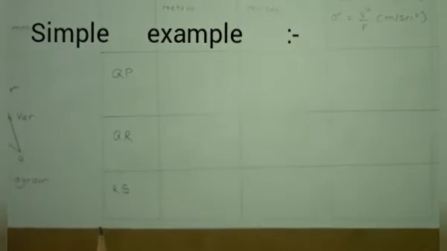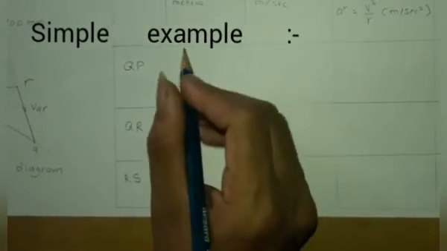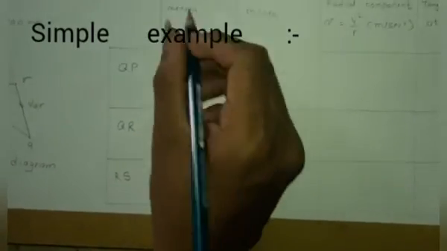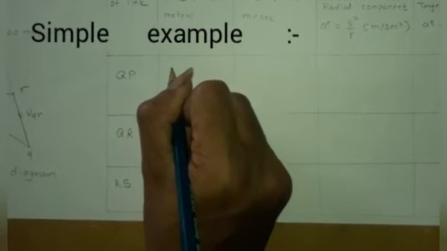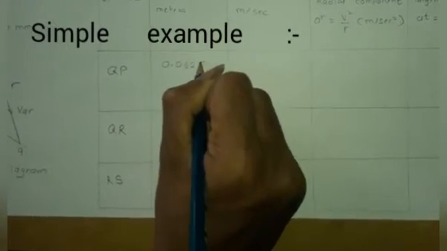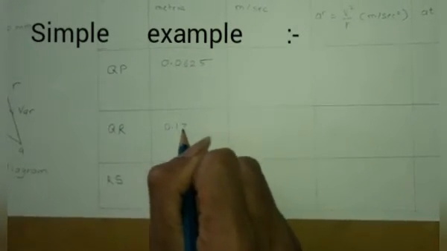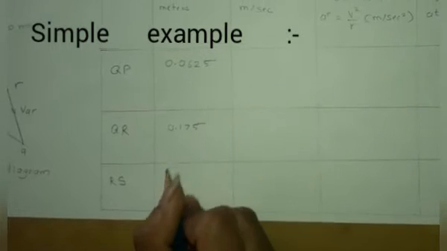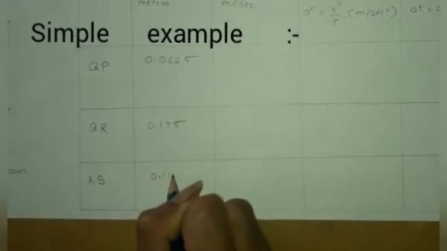Let's plot the values in the chart. So length of link in meters. For QP it is 0.0625, QR 0.175 and RS 0.1125.